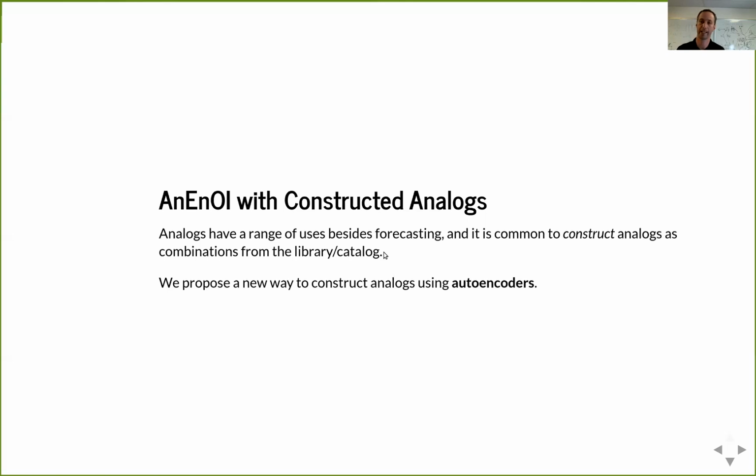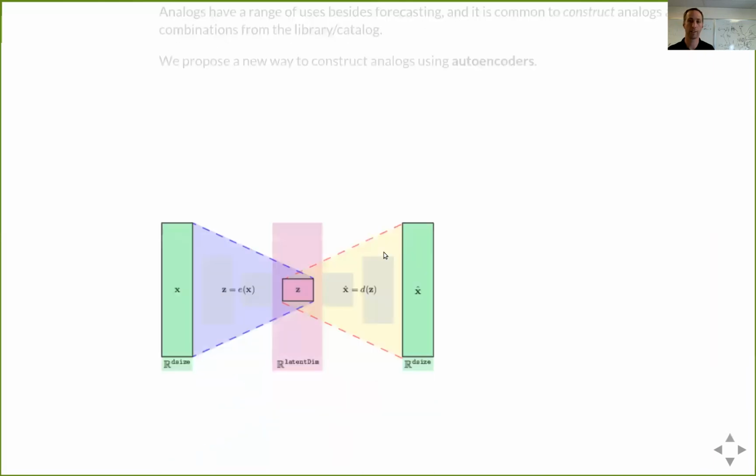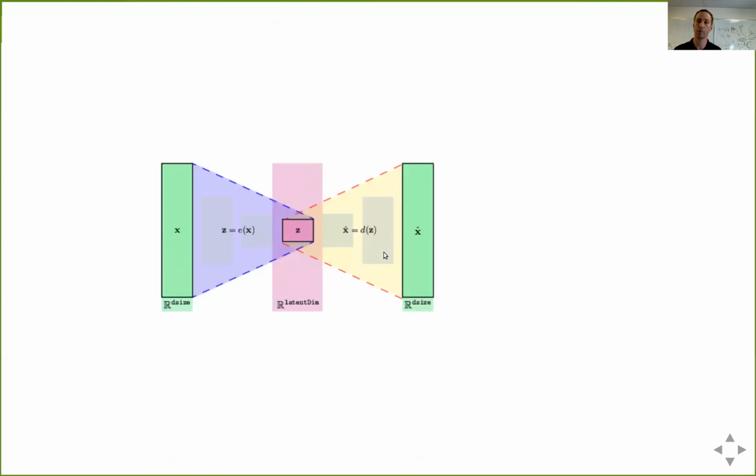So instead of just finding an analog from your library, you take some analogs from your library and then you put them together in a special way and get a new constructed analog. So we're going to talk about a way of doing constructed analogs that's new using what are called autoencoders. Autoencoders are a machine learning approach. It's a neural network architecture with two pieces.